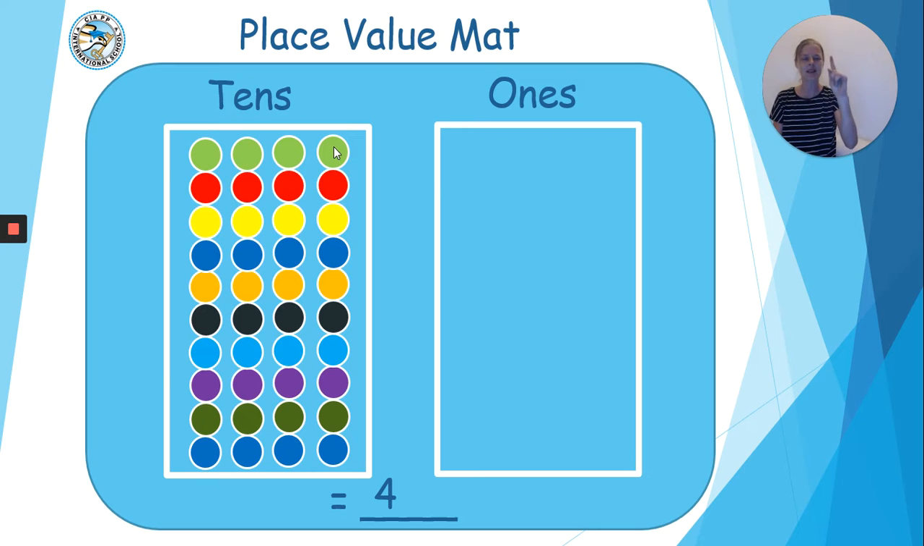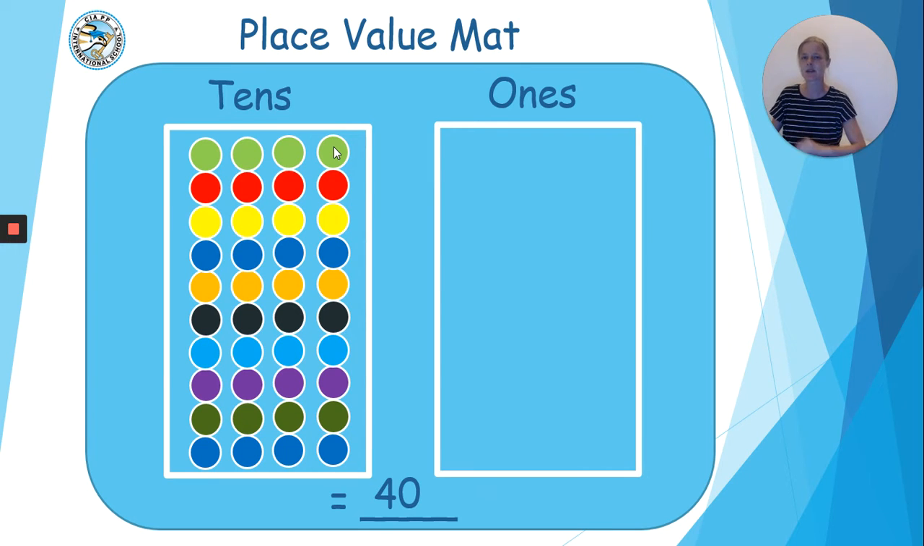How many ones can you see? Can you see any ones? I don't see any. So what number should I write if I can't see any ones? Yes, well done. We need the 0. And does anybody know what this new number is?